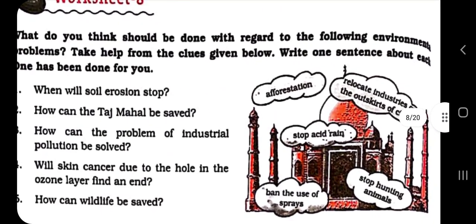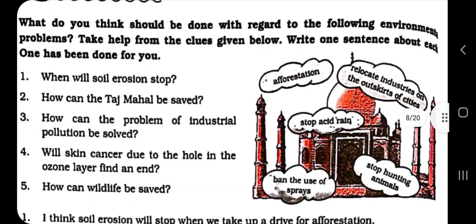Let's try to find out what do you think should be done with regard to the following environmental problems? Take help from the clues given below. Write one sentence about each. One has been done for you. When will soil erosion stop? I think soil erosion will stop when we take up a drive for afforestation.